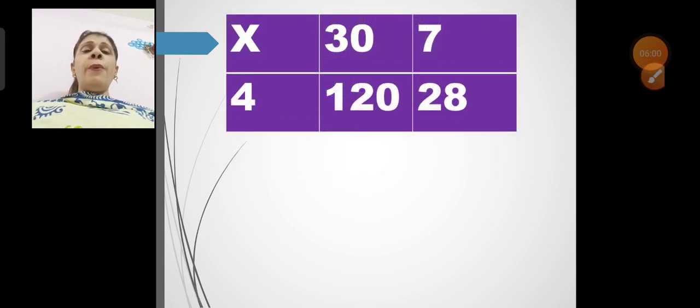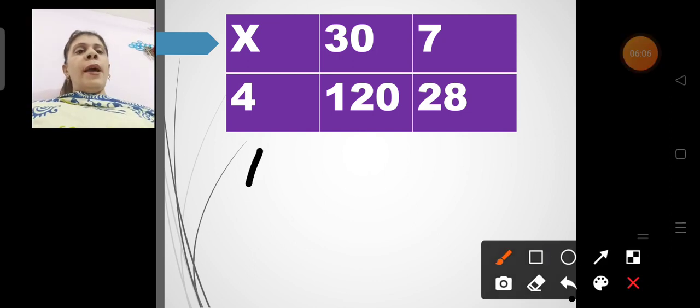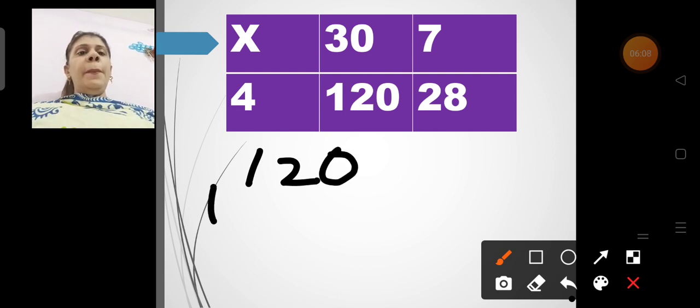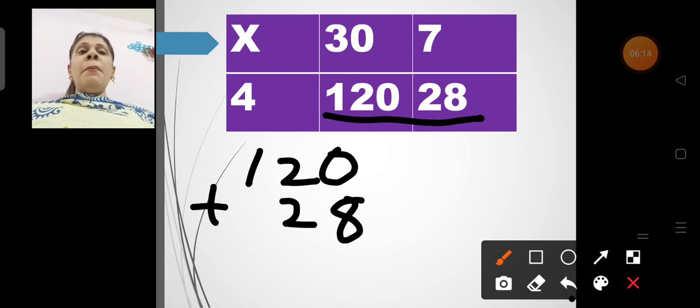What we are going to do? Now we are going to add this. Okay. Wait. 120 plus we are going to add this 28. This is the answer, children. What you get by multiplying 30 4s and 7 4s, both the answers you have to add.